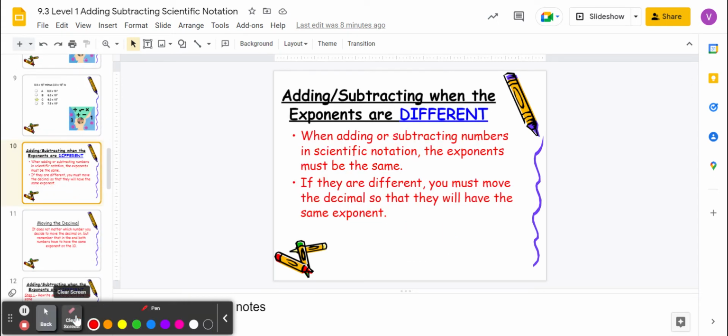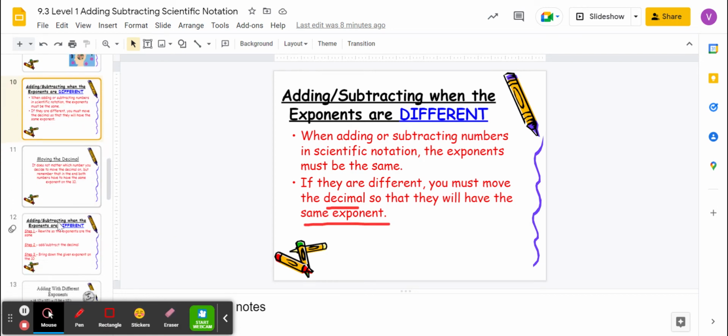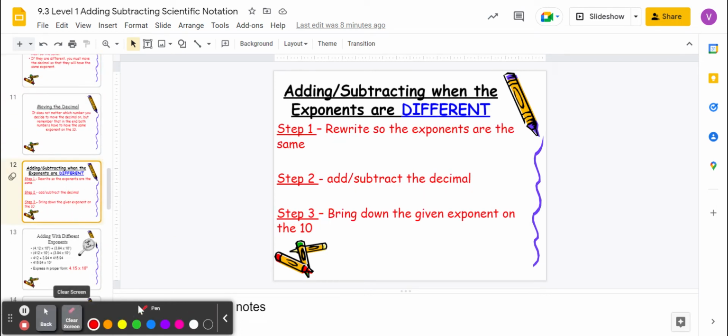Now, when you're adding and subtracting with different exponents, you must move the decimal so that they will have the same exponent. Again, we're going to have similar steps. You're going to rewrite first, which is going to be the new one. Then you add or subtract the decimals, and then you bring down the given exponent.